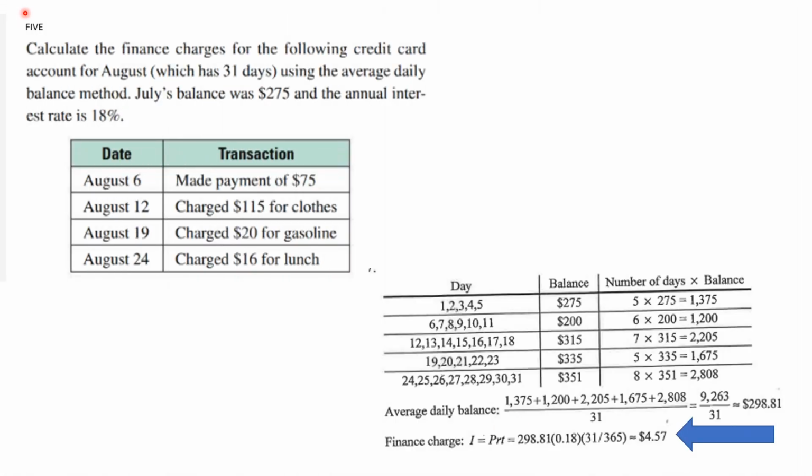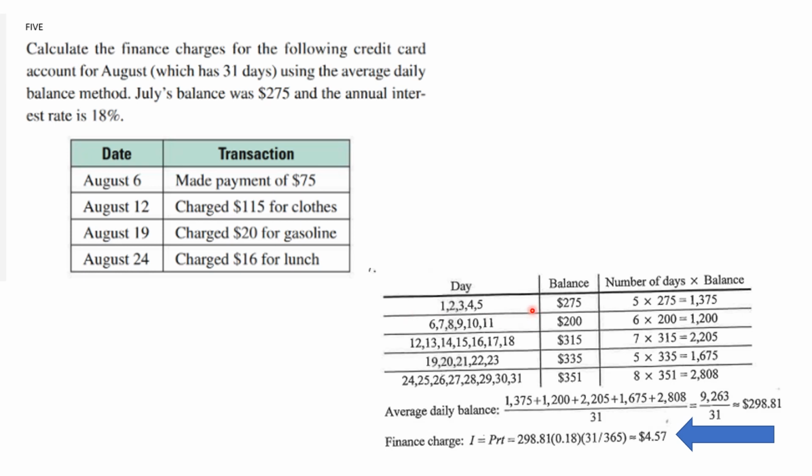Number five, you were to calculate the finance charge for the following credit card for August, which had 31 days, using the average daily balance amount. July's balance coming in was $275, and the annual interest rate is 18%. Okay. So what happens then is we make note of the payment of the incoming balance, the payment that we make, and the additional charges, and so we tally up the days.